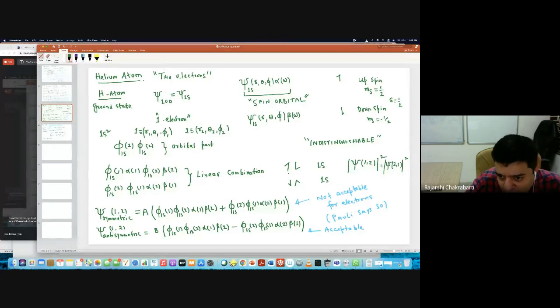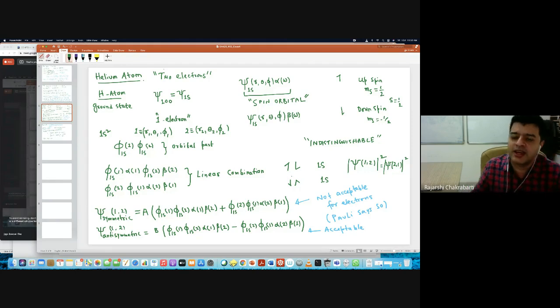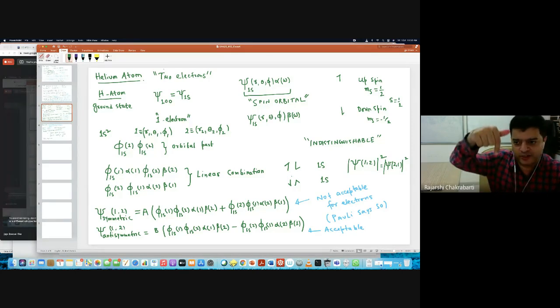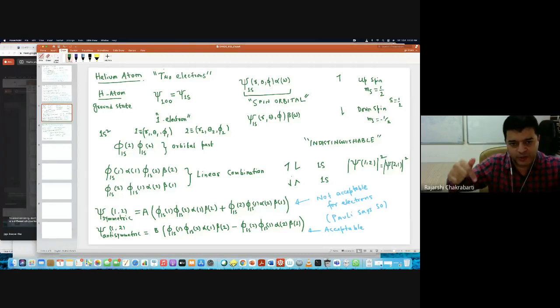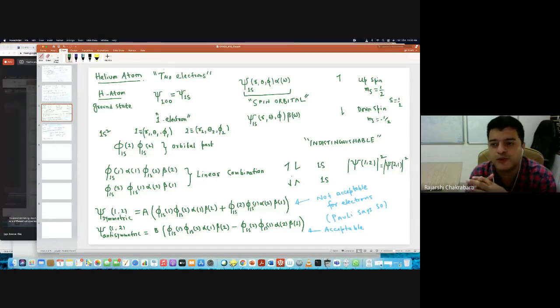So what I meant, this and this, they are indistinguishable. So if I take only this or only this, that is not the thing I should do. I should take a linear combination of that. So both are equally probable. I can have a situation where the first one is up and the second one is down. I also have a situation that the second one is up, and the first one is down. So if you take a linear combination of these two, either plus or minus, that is the way to go. But then we introduce Pauli's principle, and we say that only the minus combination is possible for electrons.